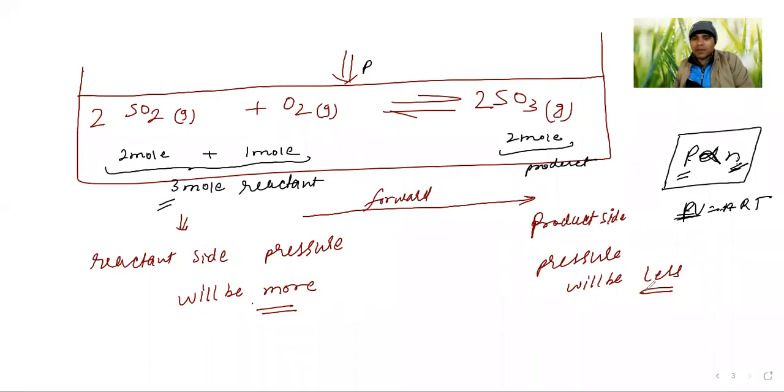If it is going forward, what will happen? The less will be increasing and the more will be decreasing, so both will be equal. So the equilibrium will shift in the forward direction. Understood? Are you understanding or not? Sir, it's a bit confusing.